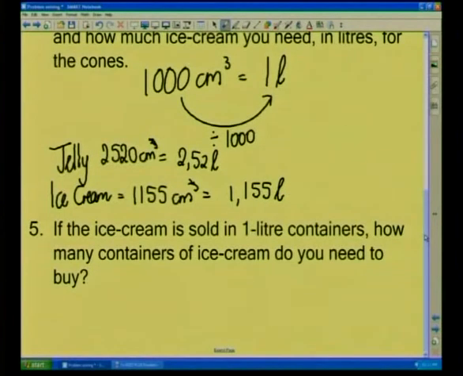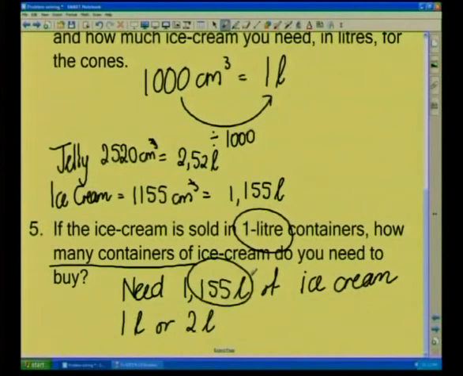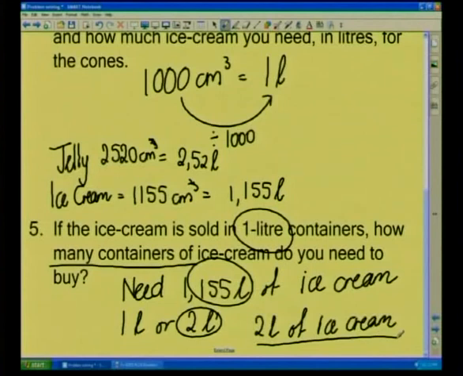And then if the ice cream is sold in 1 litre containers, how many containers of ice cream do I need to buy? So we need 1.155 litres of ice cream. Our options are then either 1 litre or 2 litres, and you can see that we need more than 1 litre, so we need to actually round it up to 2 litres of ice cream. Otherwise somebody's not going to have ice cream on their jelly in the ice cream cone.